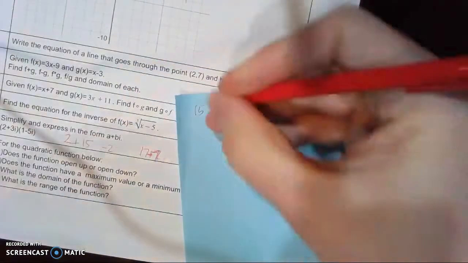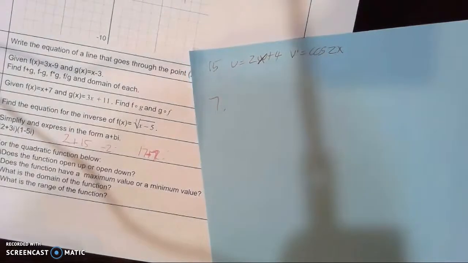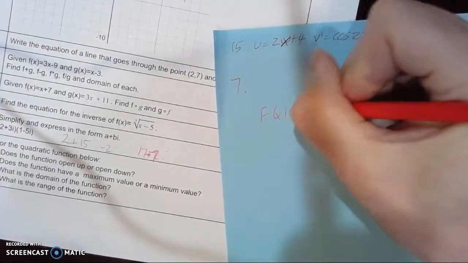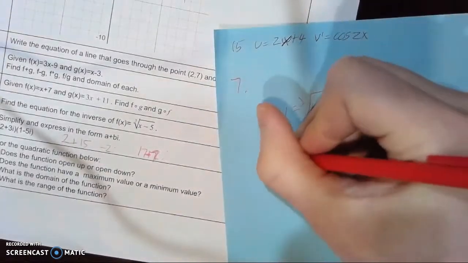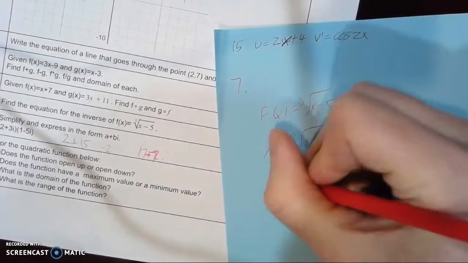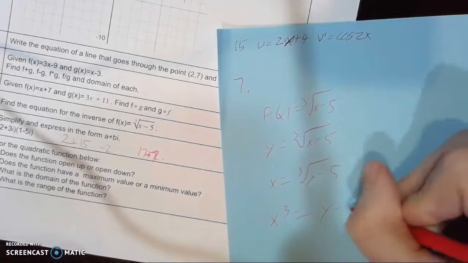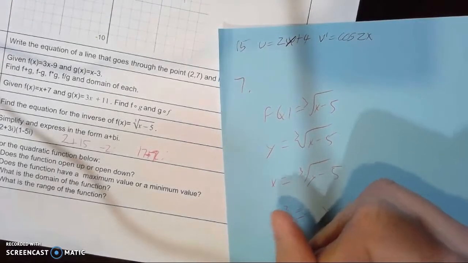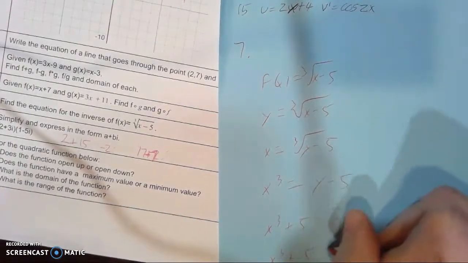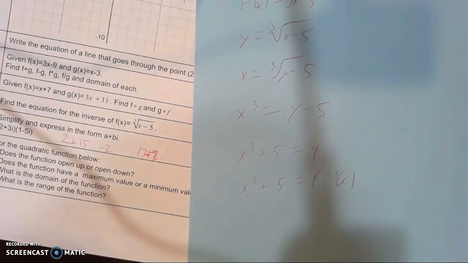Question 7. Find the equation of the inverse of f of x equals the cube root of x minus 5. So we replace f of x with y, switch x and y, solve for y. So cube both sides. Add the 5 over. Now replace y with f inverse. F inverse of x is x cubed plus 5.